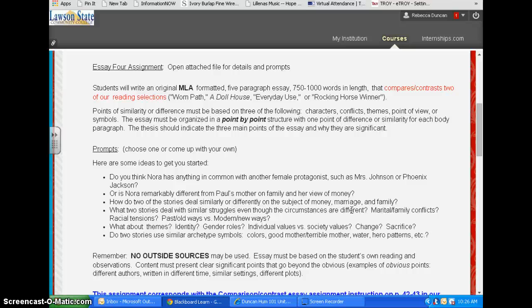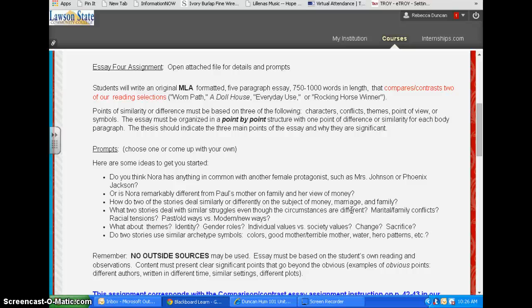What about the theme of change? What about the theme of sacrifice? So if you can find one where you go, oh yeah, I see this in this story and in this story, then come up with 3 ways it's either similar or different so that you can have your 3-point outline.